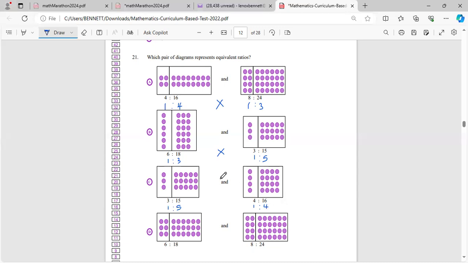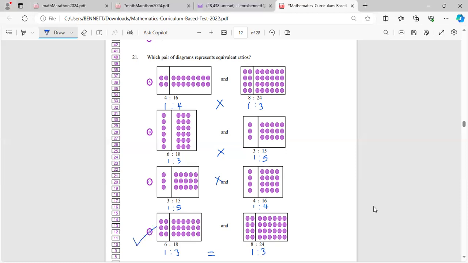And then lastly we have 6 to 18 and 8 to 24. So 6 into 6 goes 1 time, and 6 into 18 goes 3 times. 8 into 8 goes 1 time, and 8 into 24 goes 3 times. And your answer would be D. Thanks so much. Very well explained.